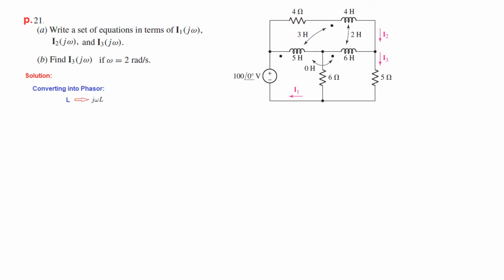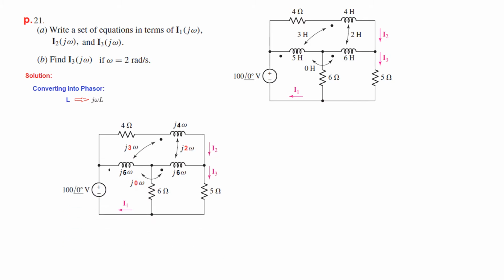The first thing is that we have to convert this circuit into phasor form, and we know that an inductor in phasor form becomes j omega L. So we'll plug in the values of j omega L in place of all the inductors. Since we have to keep omega as omega in the first part, we will not plug in the value omega equal to 2. And so our circuit will become like this.